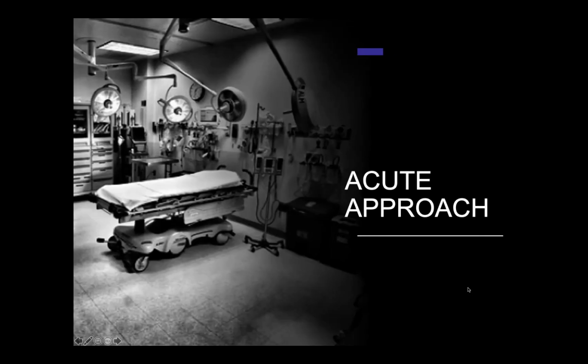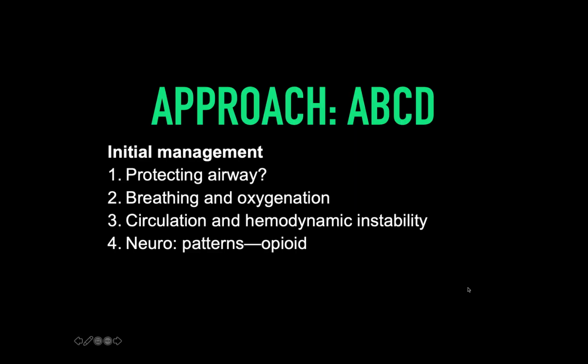So really, our approach in ICU is kind of more of an acute approach, which will blend in more towards traditional paradigms. So in your approach, you'll ask yourself, are you protecting the airway? Is there good breathing and oxygenation? And how's circulation? And is there any hemodynamic instability? And finally, are there any patterns that will suggest that there's a neurological involvement, whether it's lateralizing findings or any opioid-type toxidromes?